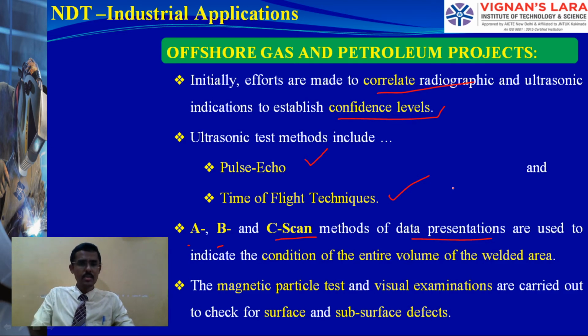The magnetic particle test: we have completed radiography, we have completed ultrasonic, and we are trying to do the magnetic particle test also. And the visual examination also can be carried out to check the surface and the subsurface inspections. So accordingly, it will change. If it is surface, we can go for visual and liquid penetrant or magnetic particle. If it is subsurface, we can go for ultrasonic and radiography inspections. So it depends. Even the magnetic particle can detect near subsurface zones. We have to keep that in mind.